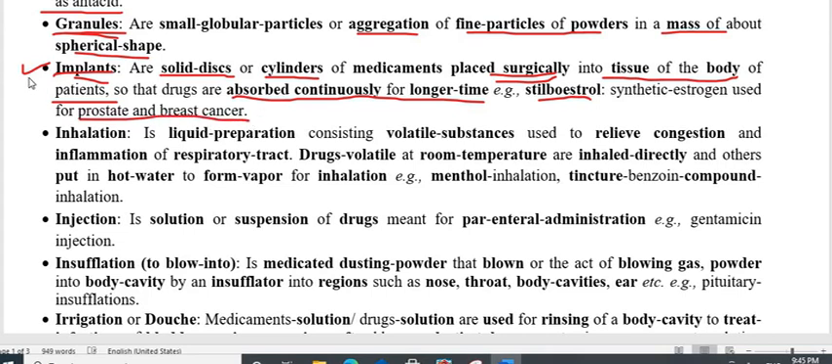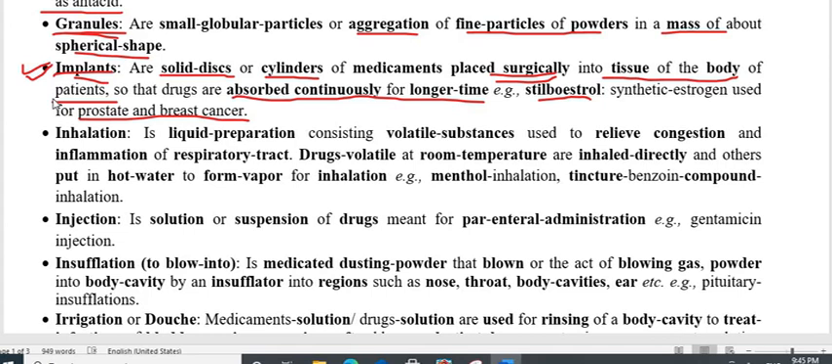This is a very important way of keeping the drug within the body of the patient, and it will work for a longer time interval. It is called an implant. Now I suggest you read every terminology concerned with dosage forms, and you may find you are already aware of most of the terminology.